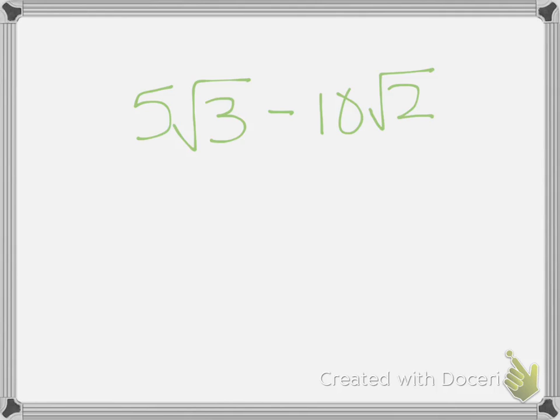I've got one more for you on that one. What about 5 radical 3 minus 10 radical 2? Can't do it. This one's done. Cannot simplify that any further. And to increase the difficulty, how about 3 radical 3 plus 4 radical 12?